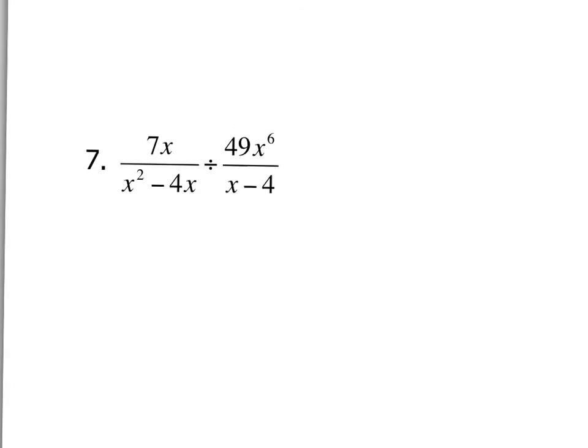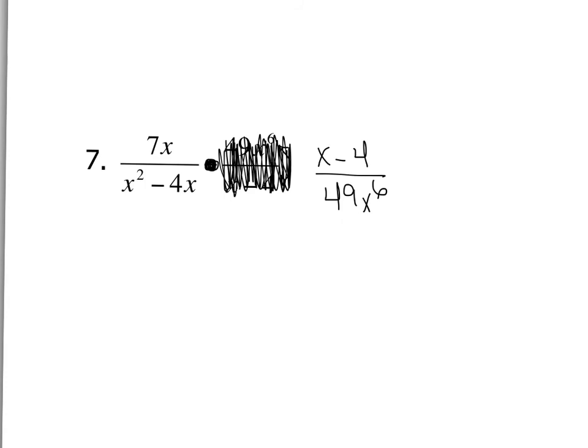I know that there's going to be a group of people that are going to want me to do number 7. So I'm going to show you how to do number 7, and then we will be done. Again, change this to multiplication. Flip this around so that I have x minus 4 over 49x to the 6th. Get this out of the way. I don't want that confusing me. So cross it out.